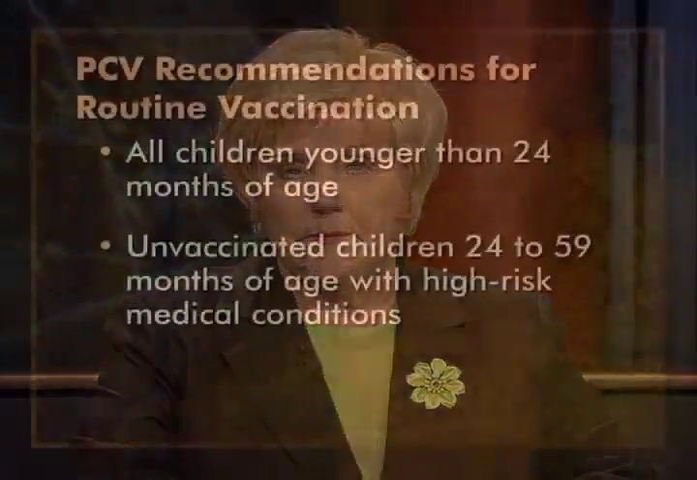Use of pneumococcal conjugate vaccine in children 5 through 9 years should be reserved for unvaccinated children at the highest risk of invasive pneumococcal disease, such as those without a functional spleen or who are immunosuppressed.